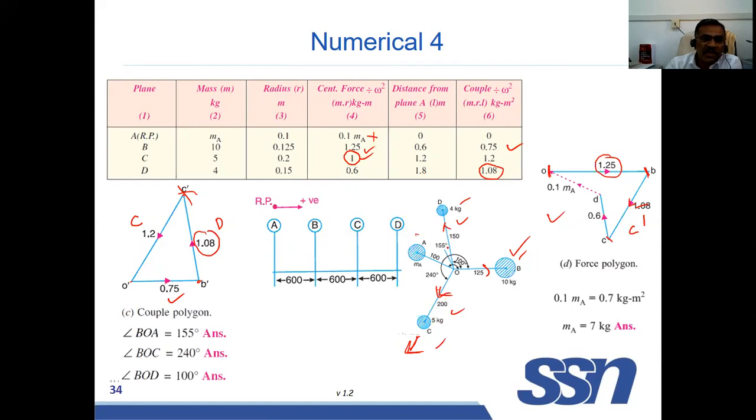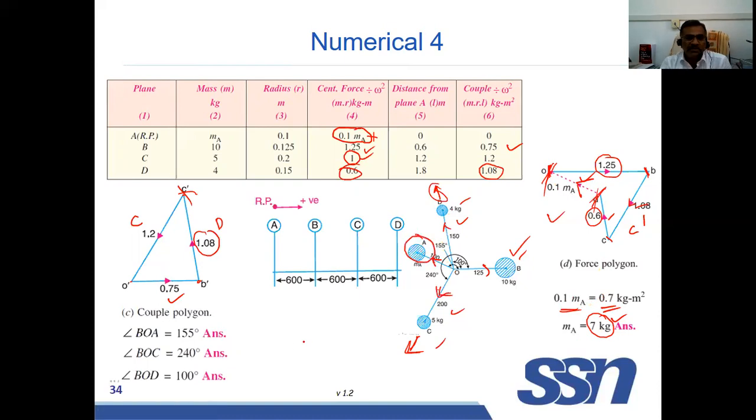What is the direction of D? D is like this. What is the magnitude? It is 0.6. Now this is not closed. What is this? This is equal to this value. You measure the distance and equate it. If you measure this, it will be 0.7. That will be 0.1 MA. So MA is equal to 7 kg. What is the direction? This is the direction. Same direction you have to draw A.